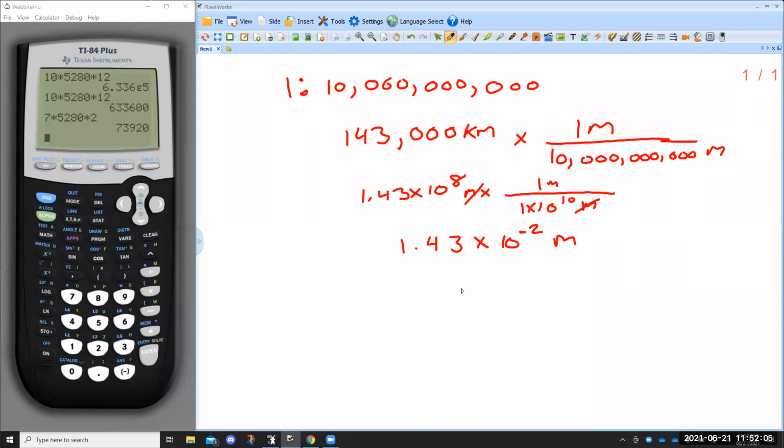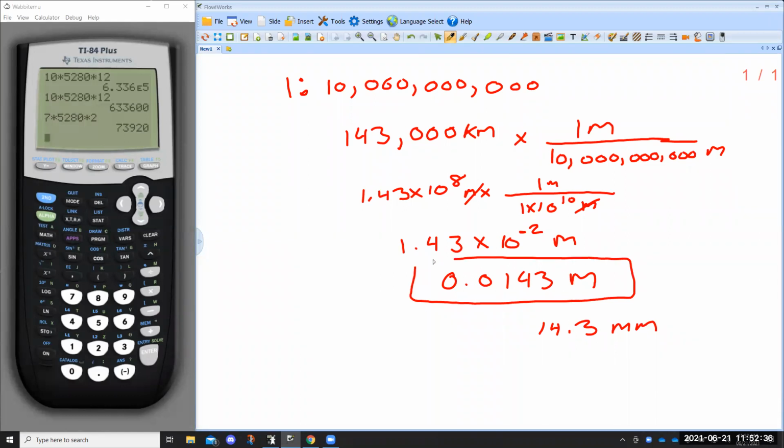Or we could call that 0.0143 meters. Another way to talk about that is, these are decimeters, centimeters, millimeters. We really don't talk about units after that, so we could say that this would be 14.3 millimeters. This is the answer the teacher wanted, I believe.